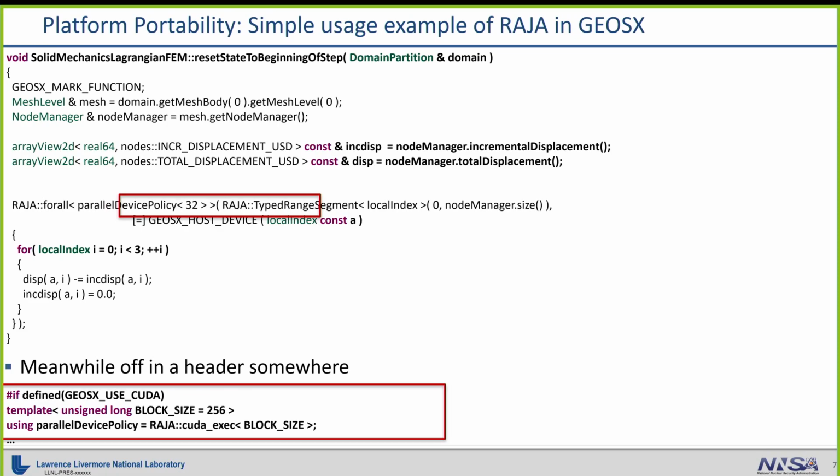What this is essentially is a lambda that's captured in this RAJA forall call, and it executes like a kernel launch, or it is a kernel launch. We select the kernel by this parallel device policy, which is improperly boxed somehow.